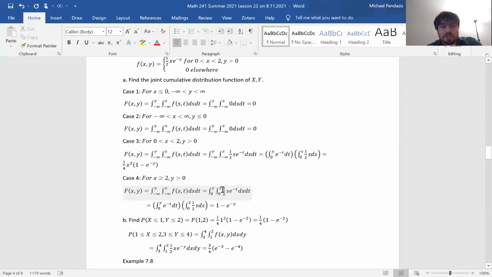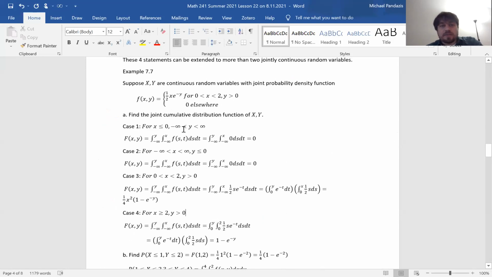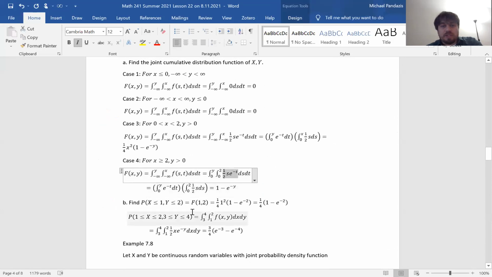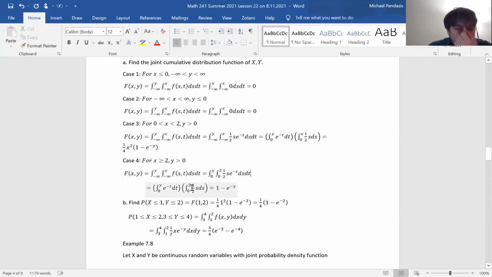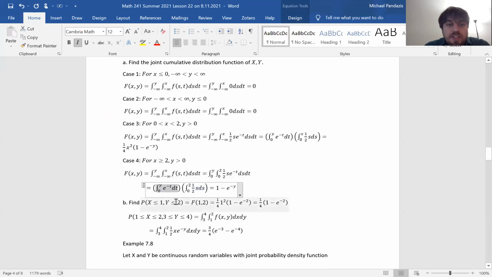Okay, so this is from 0 to 2, and that's 0 to y, and this is the PDF there, right? It's 0 everywhere else, and so we only care about when the PDF is that. And so now, when you integrate, you can separate them because you have separate expressions for s and t. So you have the 1/2 s here, and I put the e negative t here, and you find this expression of y times this expression, which is a number, and you get 1 minus e negative y. And that's it. So then this is case 4.